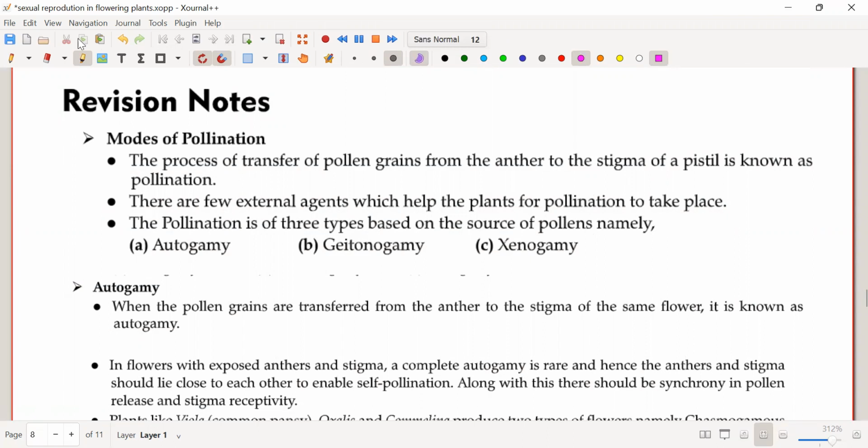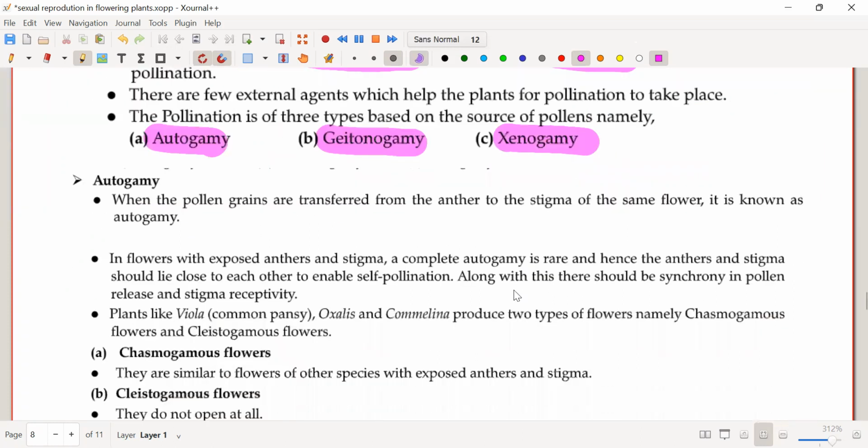Modes of pollination. The process of transfer of pollen grains from anther to stigma of pistil is known as pollination. There are a few external agents which help plants for pollination to take place. Pollination is of 3 types: autogamy, geitonogamy, xenogamy.